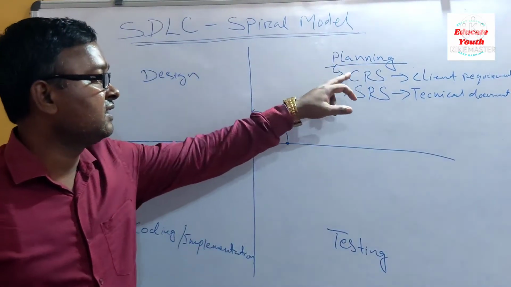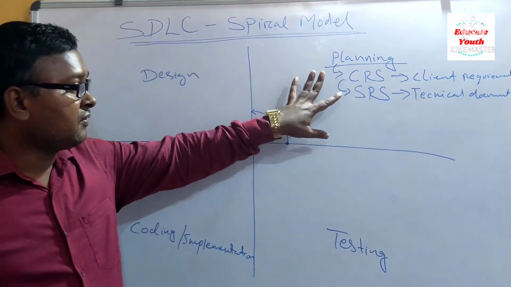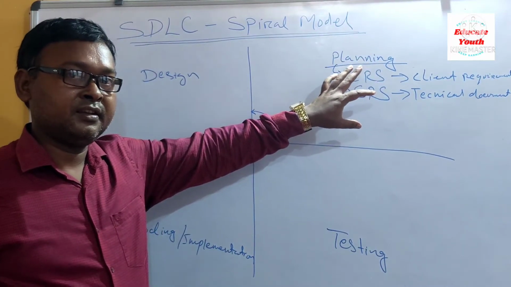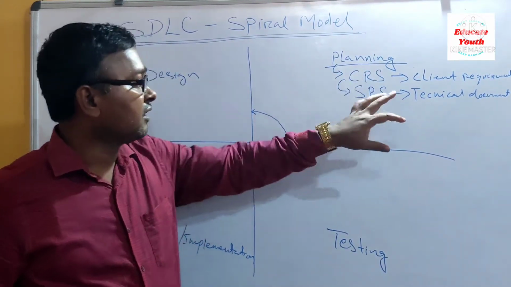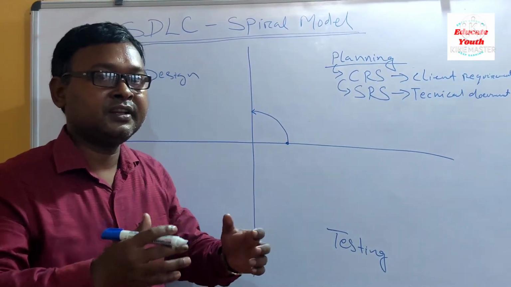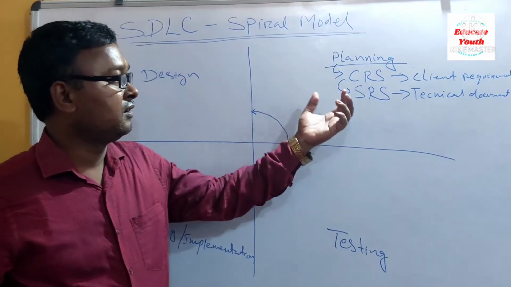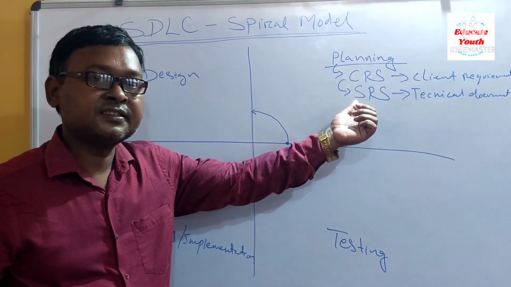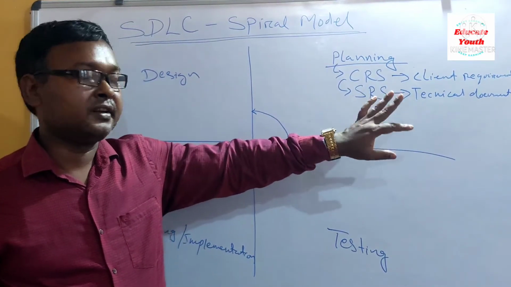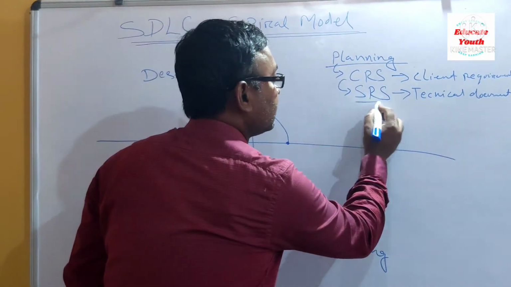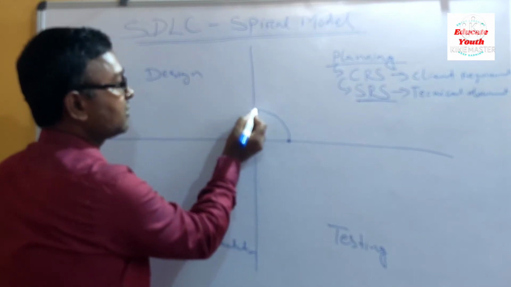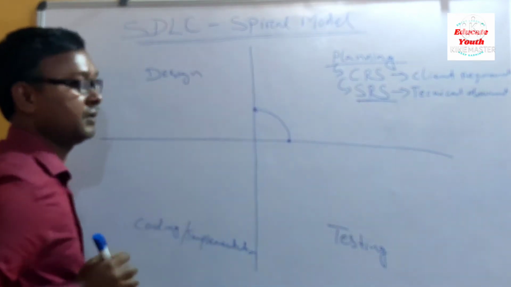So you understood what CRS and SRS mean, right? In the planning phase, what are you doing? You are gathering the client requirement, then converting the client requirement into SRS. Your technical person in the company will be responsible for converting the CRS document to the SRS document, which is purely a technical document. Right now your SRS is ready. In this planning phase you have completed the CRS process and the SRS process. Right now you are at this particular point.